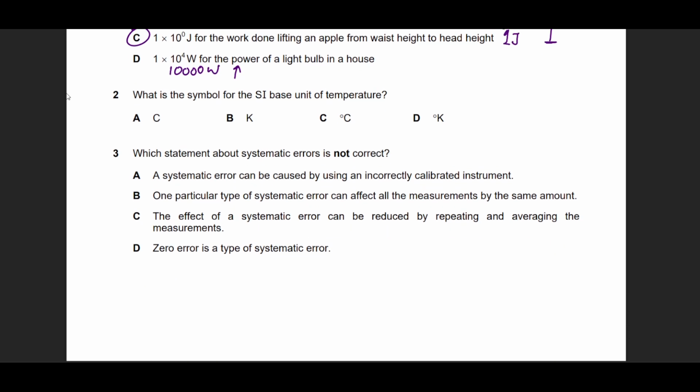What is the symbol for SI based on temperature? Now, this is tricky. You see, this is straightforward, which is Kelvin, but you might ignore this option at the very first glance. Why? Because capital K is for Kelvin and small k is for the prefix kilo. Many students, and I've known many people as well, don't know this distinction.